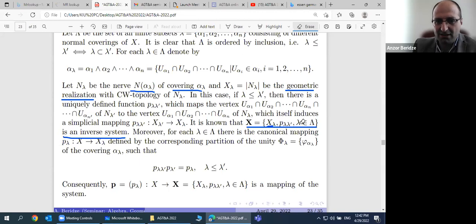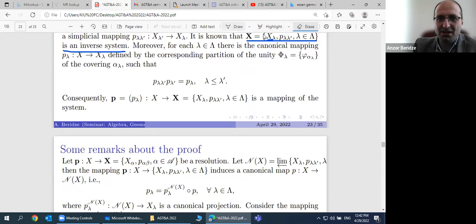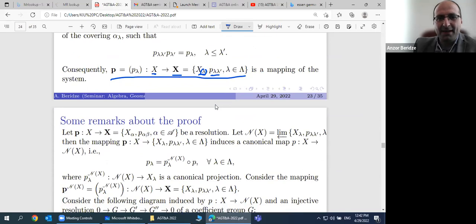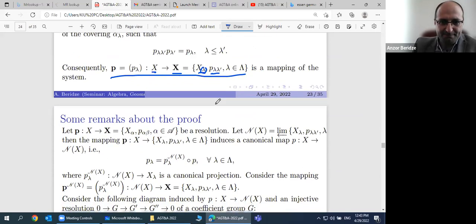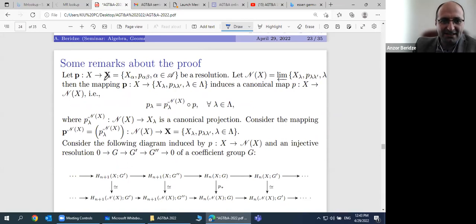But this is not new. We use this property and somehow we have such a mapping from the topological space to this inverse system. And each topological space is defined by a normal covering. This is a nerve and its geometrical realization, and this is uniquely defined. It is possible to do it like that using shape theory. And using this inverse system, I will consider the inverse limit.